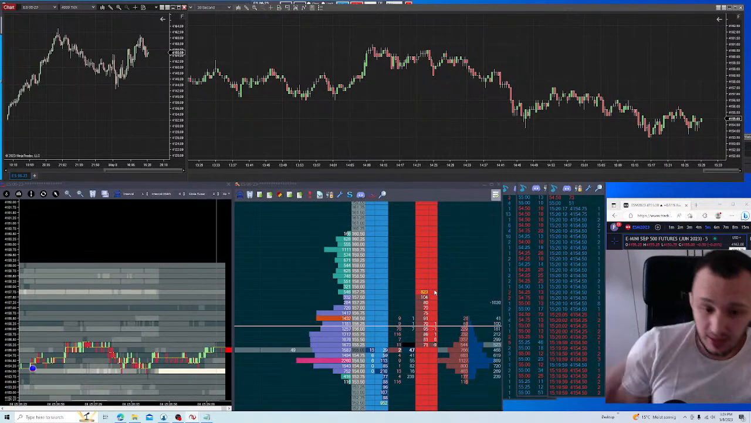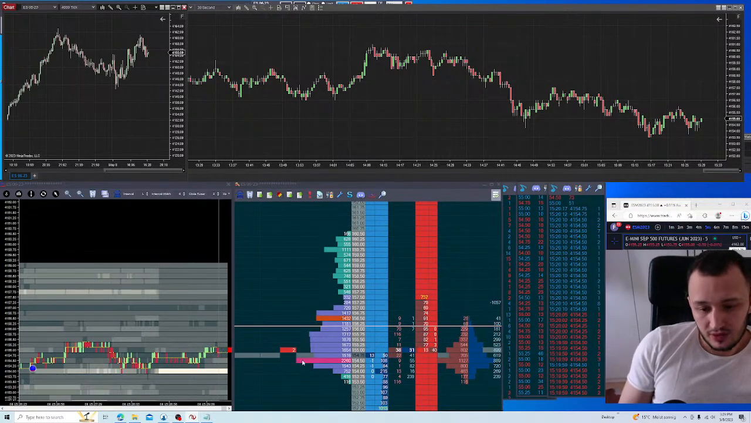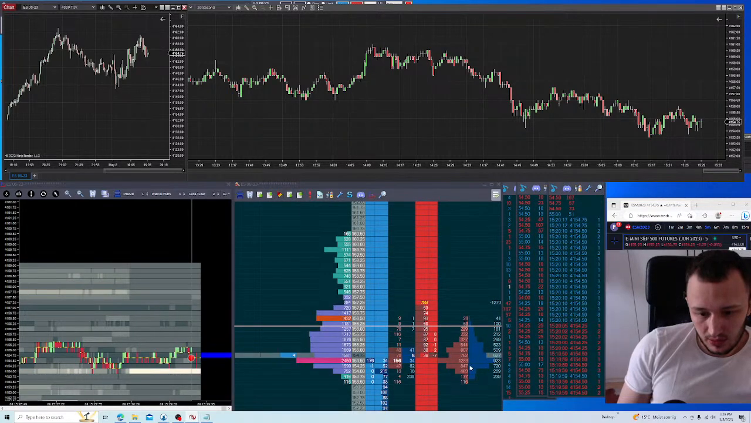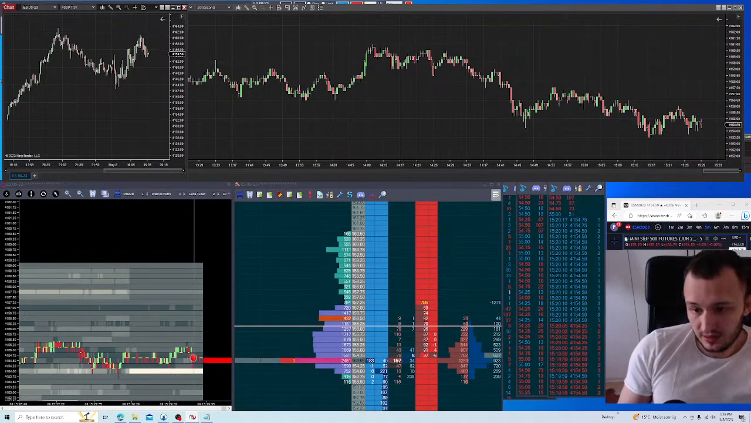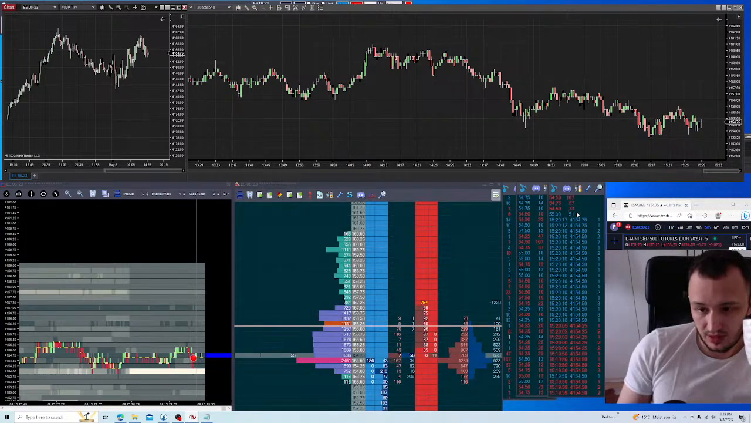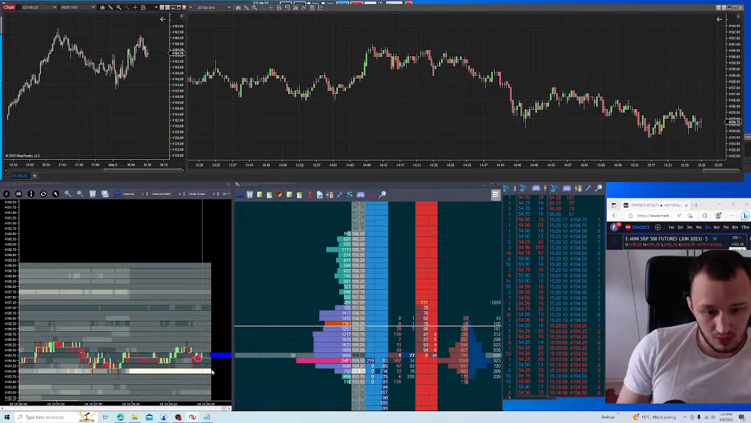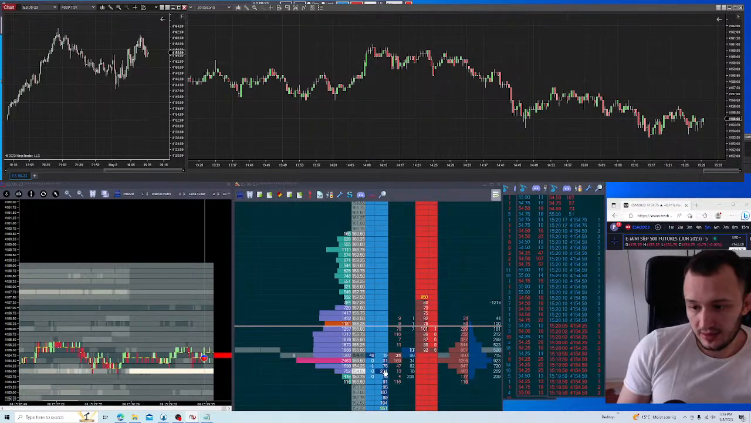Right now we're still at the lows of this bell curve. We had some nice volume build up here. Now we see some big sellers hit. This is big institutional sellers hitting with 170 lots. We do see some liquidity sitting here, that's probably going to be taken.